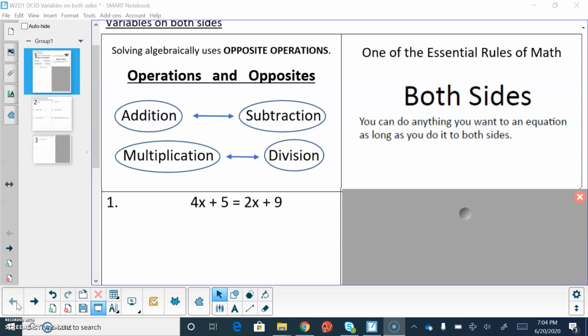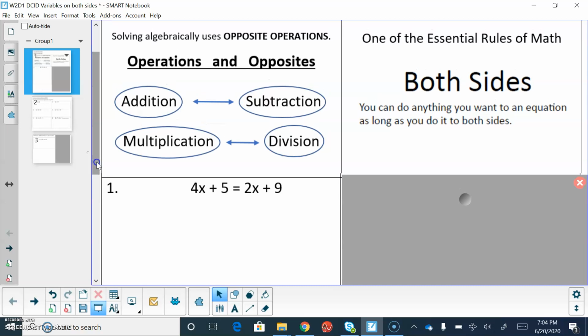Hello, this is our video on solving equations algebraically. Last week we focused on solving equations with the sketch method, and this week we're transitioning to solving equations algebraically. Same type of equations, we're starting with variables on both sides. So 4x plus 5 equals 2x plus 9. But instead of the sketch method, we're going to use algebraic methods.